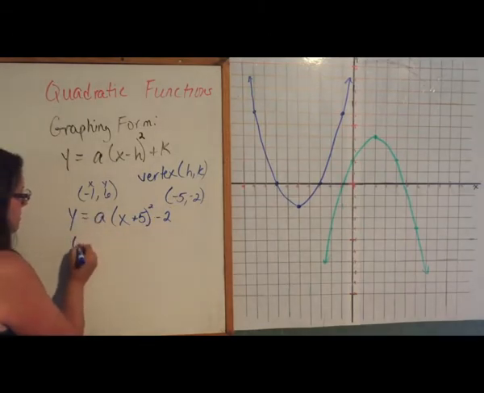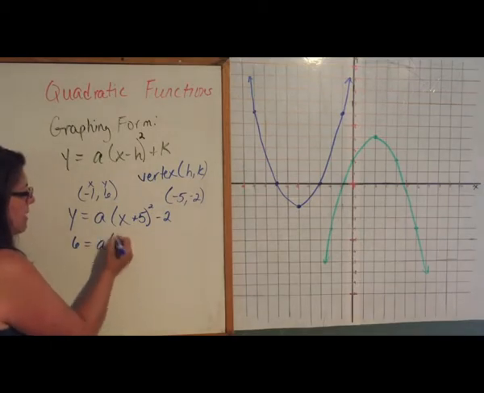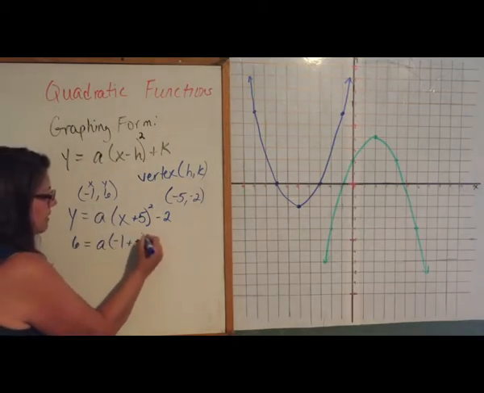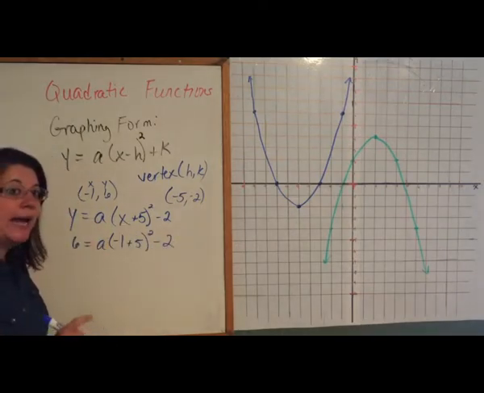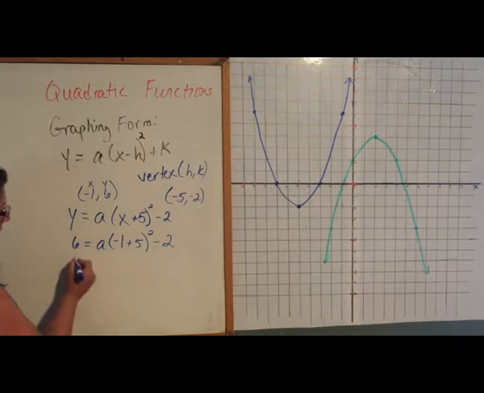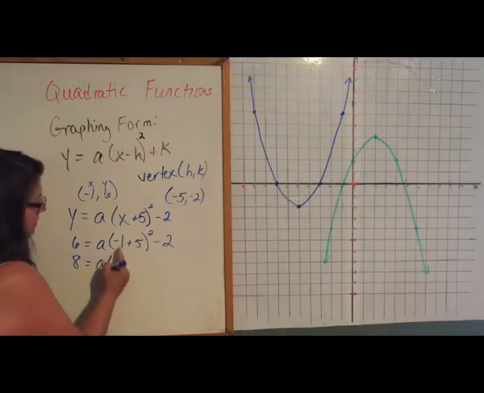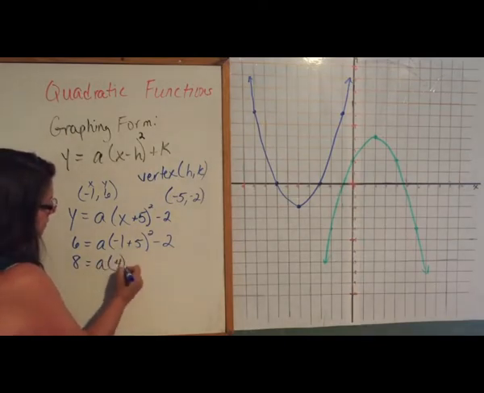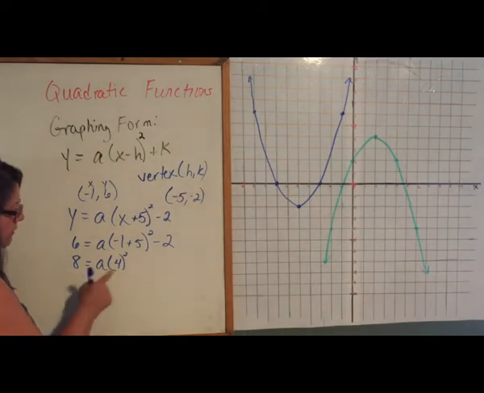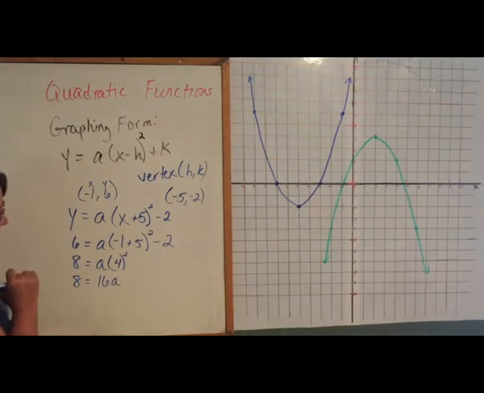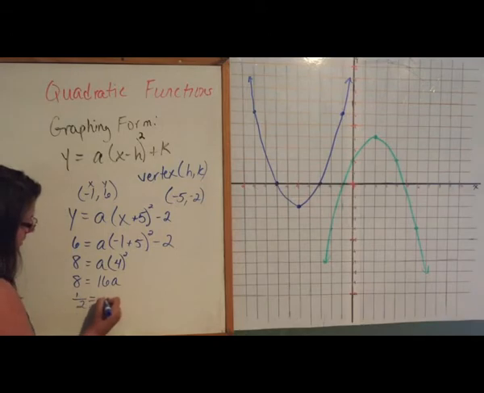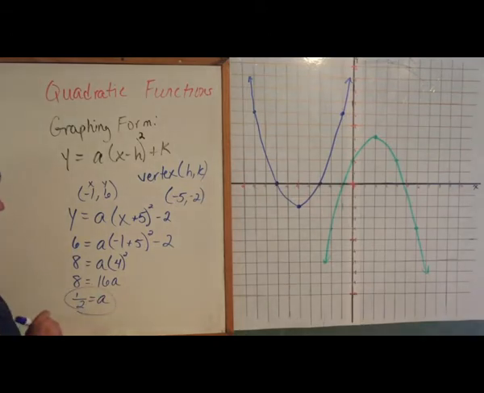So y is 6. I don't know what a is. X is -1. And in solving that, I will be able to figure out what a is. So if I do the math, I could add the 2 over, that gives me 8. -1 plus 5 is 4. So that's 4 squared. 4 squared is 16. I'm going to rewrite that as 16a. Then I divide by 16. So 8 divided by 16 is 1/2. So that tells me that a is 1/2.